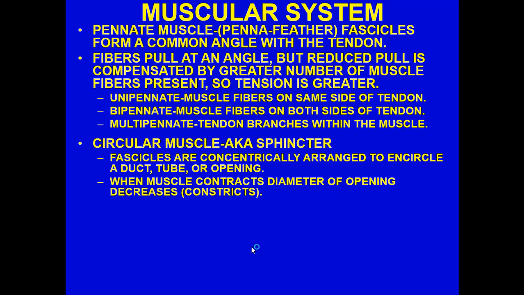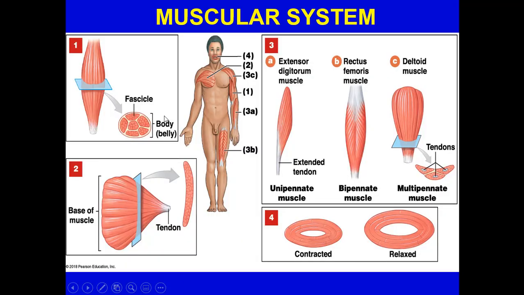And then we have circular muscles. Now, these are also referred to as sphincter muscles. So don't just think of sphincters as something that you would see in either the digestive system or in the anus or something else like that, because really, circular muscles you're going to find in the orbicularis oris, the orbicularis oculi. The fascicles are concentrically arranged, and they encircle a duct, a tube, or an opening, such as an eye, a mouth, etc. And when the muscles contract, the diameter of the opening will decrease, or as you might call it, constrict. So let's look at this.